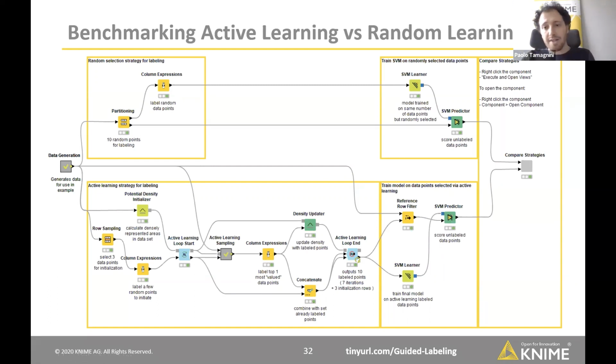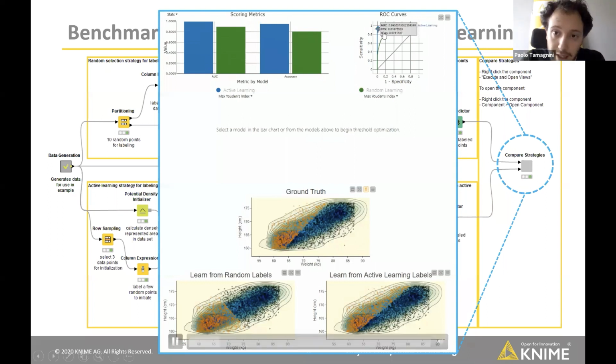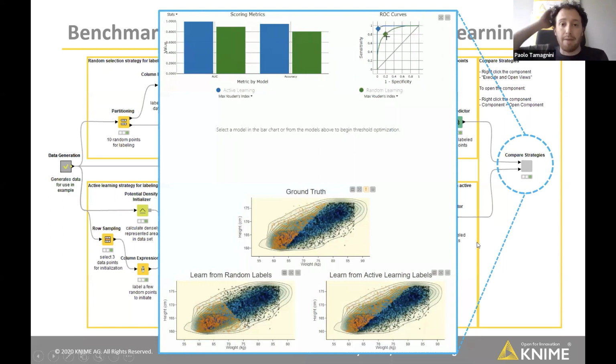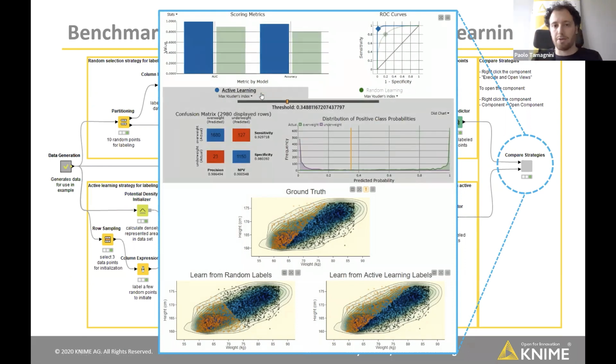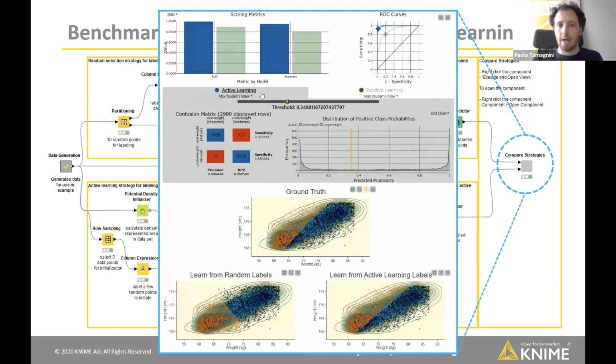So what is this final component here? Well, this is actually to interactively compare the two strategies. You can see already from the ROC curve up here that the blue one, the active learning model, is much better than the green one, the model trained with 10 random data points. And then you can also use this binary classification inspector node, interact with the plot, and see the misclassification in the 2D density plot below.